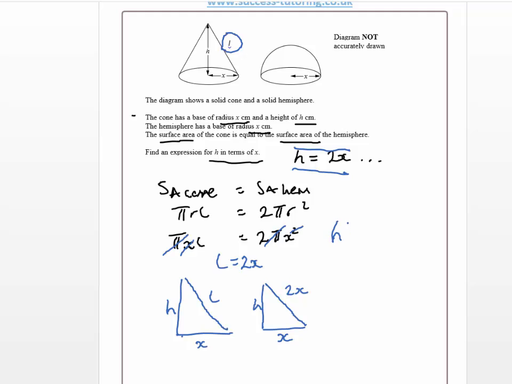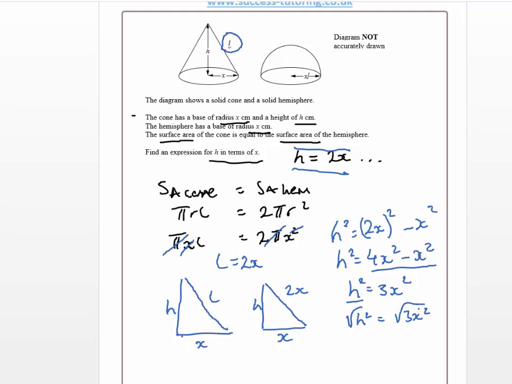You should already know h squared, which is here, is equal to the longest side, which is going to be 2x. I'm going to square that, take away the shortest side, which is just x squared. Let's go ahead and do that now. That's going to give me 4x squared minus x squared. These two values can simplify. That's going to give me 3x squared. Now we just want to have h is equal to something. At the moment we've got h squared. So we're going to have to square root both sides.